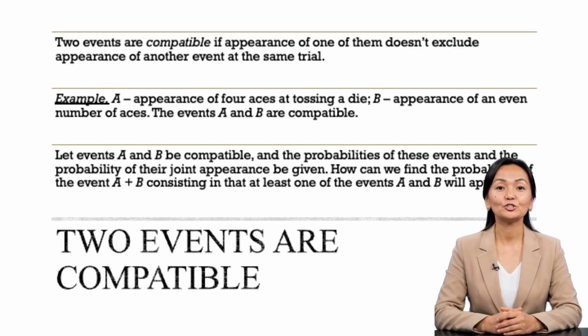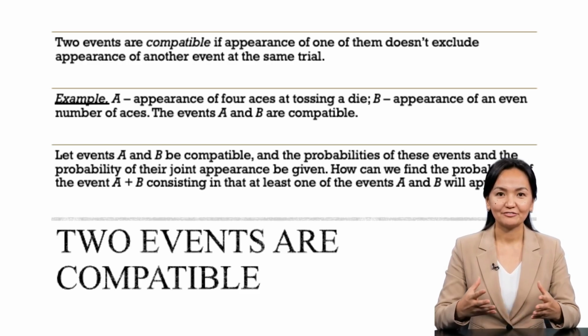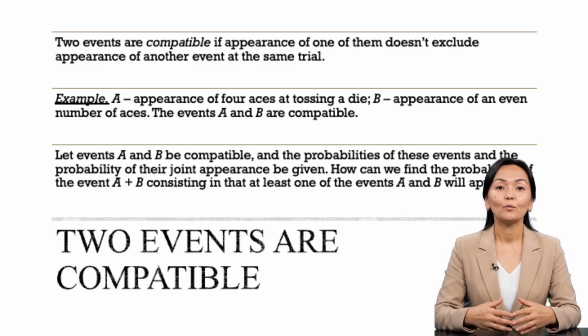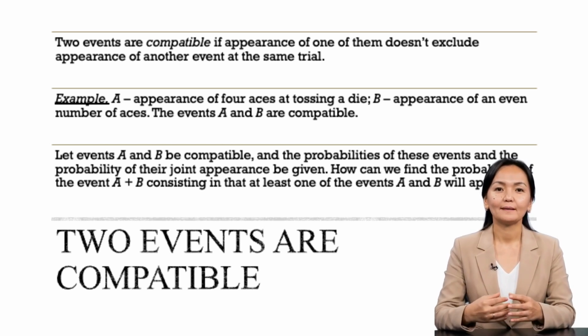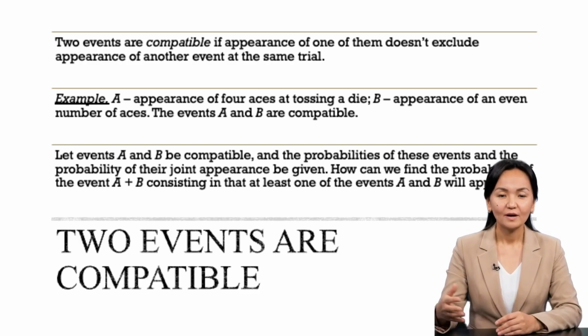These events are compatible because it's possible to get both outcomes in the same trial. Now, here's the key question. When events A and B are compatible, and we know the probabilities of each event, as well as the probability of their joint appearance, how can we find the probability of event A plus B, which means at least one of the events A or B will appear? This is a question that comes up constantly in probability problems. We can't simply add the probabilities because that would double count the cases where both events occur together. We need a formula that correctly handles the overlap between compatible events, and that's exactly what the theorem of addition for compatible events provides us with.